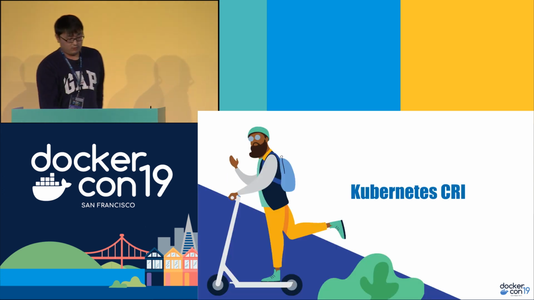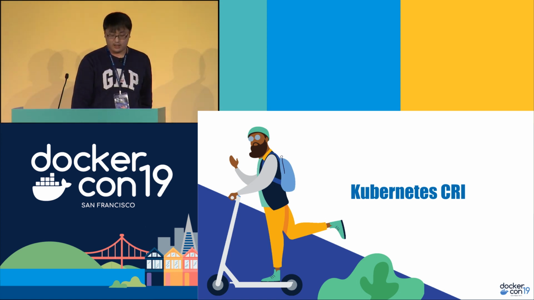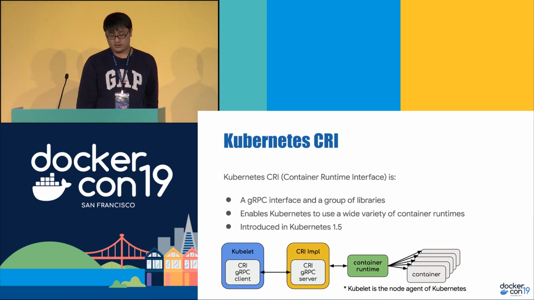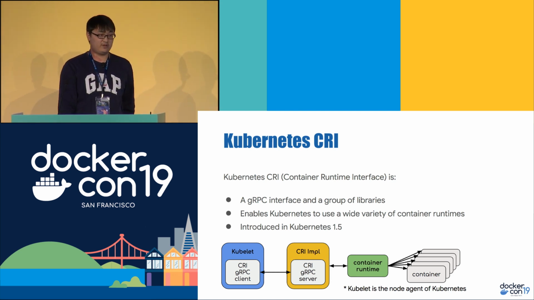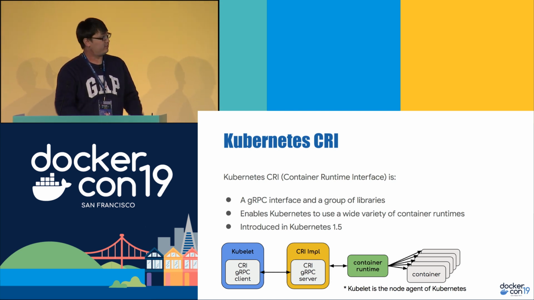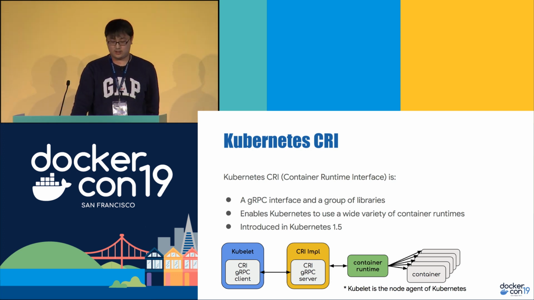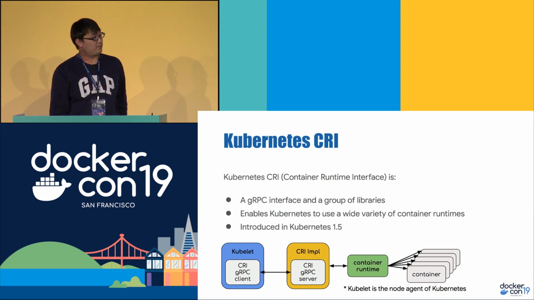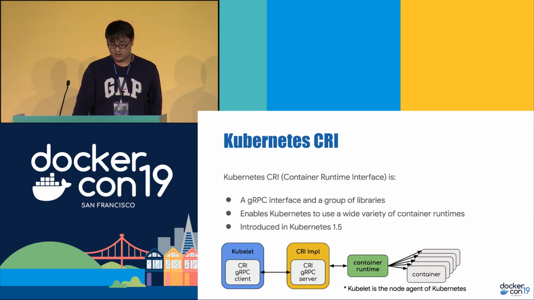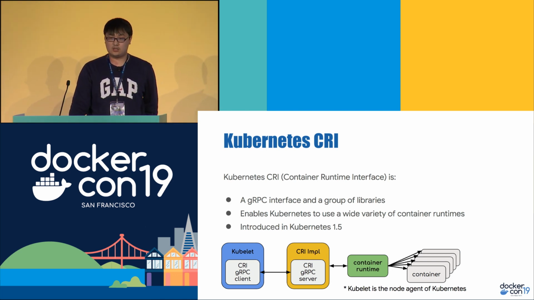So first, let's quickly review what is Kubernetes CRI. CRI is the Container Runtime Interface. It's a gRPC interface and a group of libraries defined in Kubernetes, and it defines all the functionalities we need from a container runtime. Ideally, any container runtime that implements the interface can integrate with Kubernetes. It was introduced in Kubernetes 1.5.